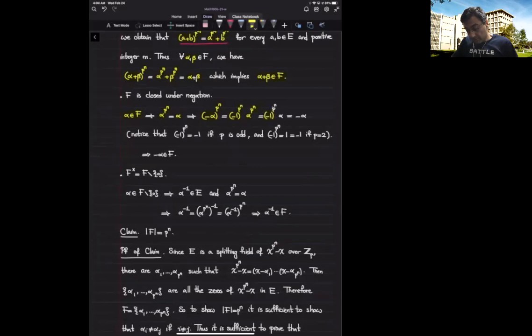I don't touch this for now, but this is alpha because alpha belongs to F. Now, (-1) raised to the power p^n, if p is odd, that for sure is -1. But when p is 2, remember p is a prime number, so if it's not odd, then it should be 2. Then the characteristic is 2, which means 1 and -1 are the same.